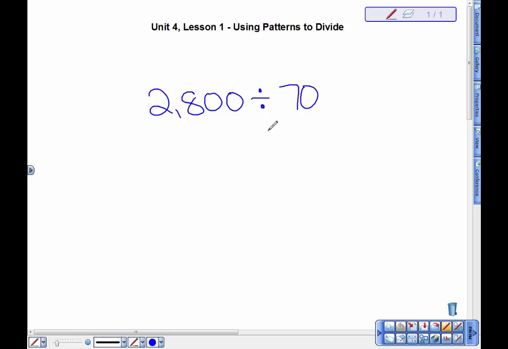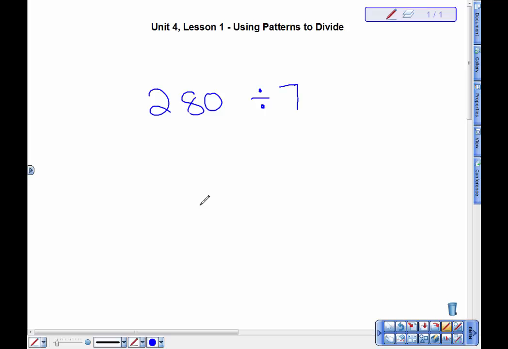So what I did is I had 1 zero here, and I had 1 zero here. I'm going to erase those zeros that they have in common permanently. That simplifies my problem. Now I'm left with 280 divided by 7.